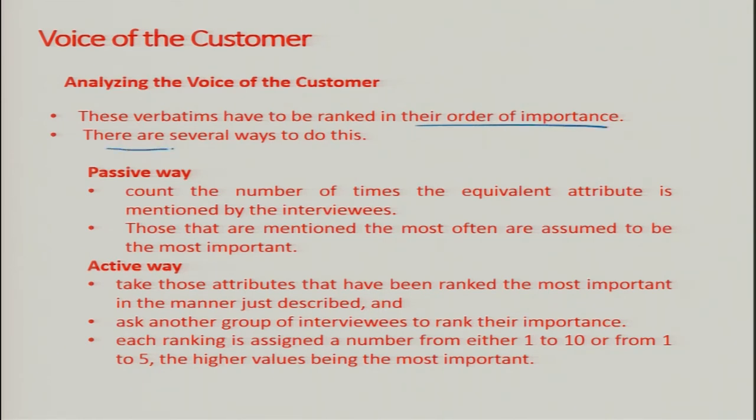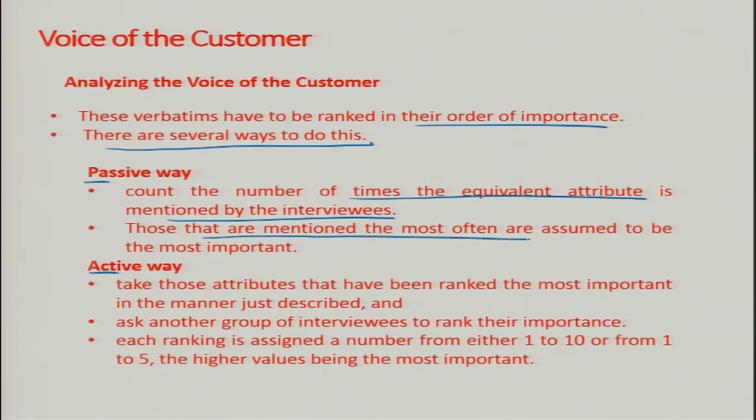There are several ways to do this, a passive way and an active way. The passive way is we count the number of times the equivalent attribute is mentioned by interviewees. Those that are mentioned most often are assumed to be the most important. This is the passive way. This is the count: the maximum number of counts means more important.